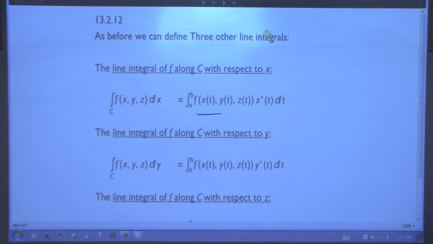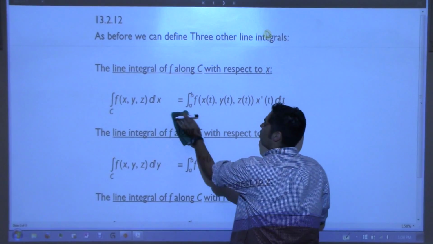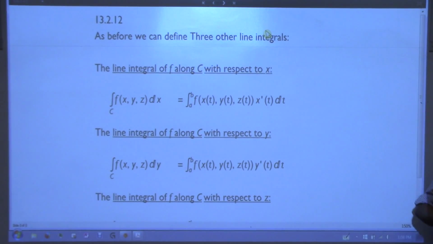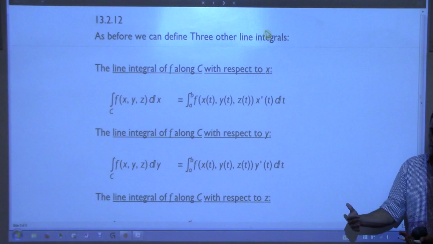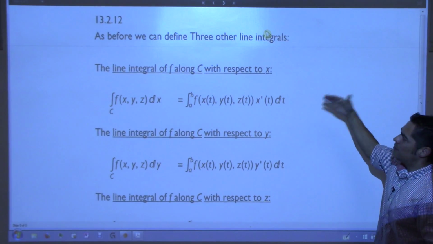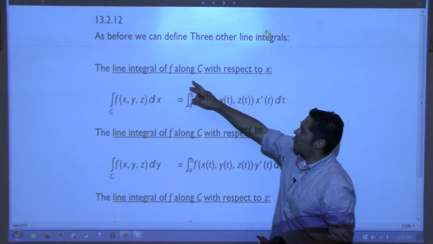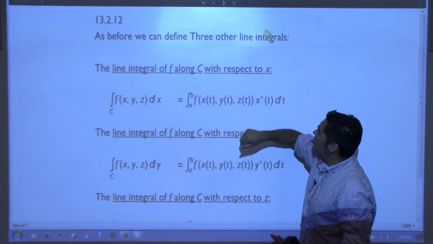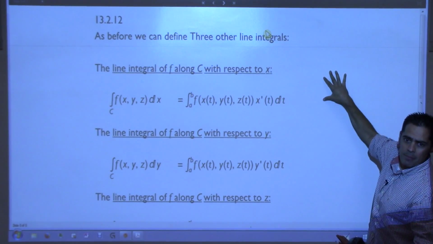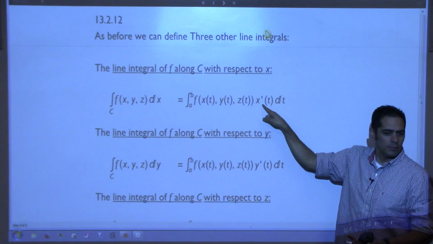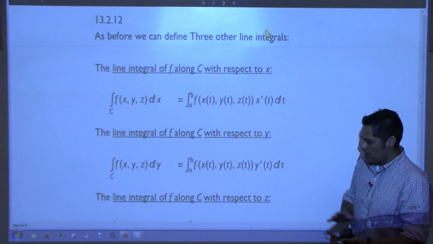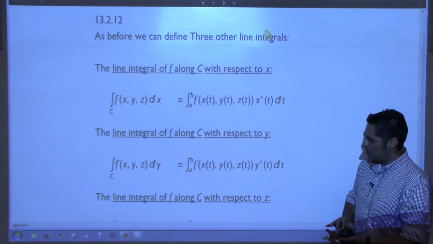All right, now, if you recall from last class, when we did a line integral, initially we did it with respect to arc length. And then after that, we did it with respect to x, and then we did it with respect to y. Well, now we're going to have a similar thing: the line integral of the scalar function f along C with respect to x means instead of having that big old square root thing out there, you just have x prime. With respect to y, same exact thing, except just y prime. And then with respect to z, just the z prime.